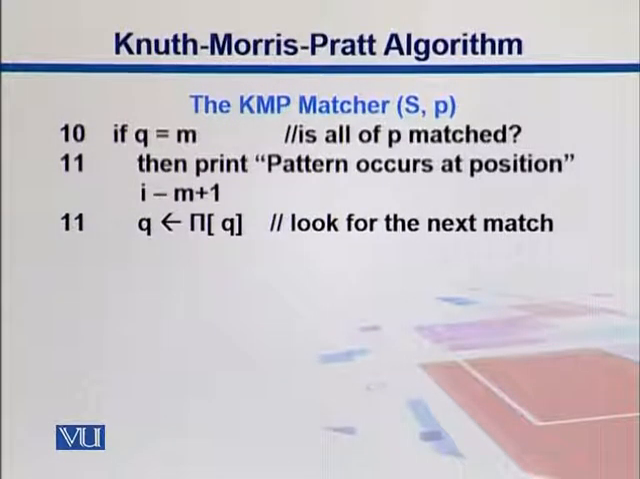So as soon as q becomes equal to m, it means that all characters within the pattern are matched. So it will print the occurrence of the pattern at position i minus m plus 1. And q will be reset with pi of q, and then it will start looking for the next match. Let's execute that and understand how it goes.